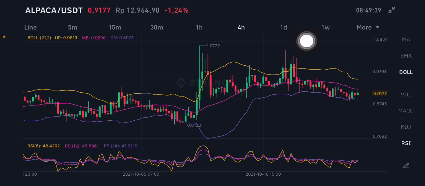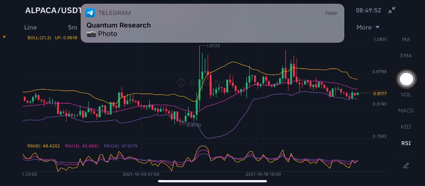Also, I'm gonna tell you about the daily chart. Basically, the daily chart is using a trend line. We can know whether it is in an uptrend, in sideways, or in a downtrend.